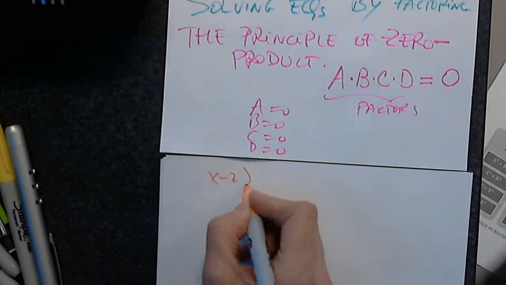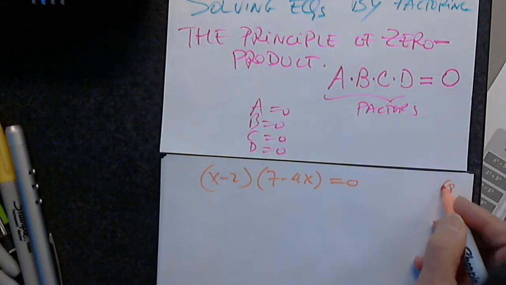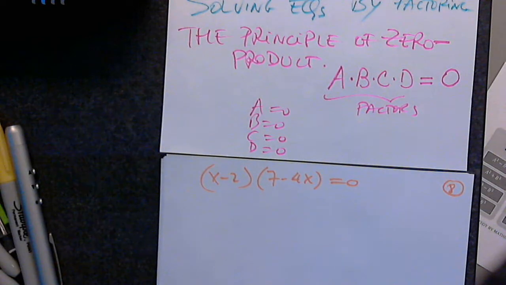x minus 2 multiplied by 7 minus 4x equals 0. This is an equation. The left-hand side are two factors. One factor is x minus 2. The other factor is 7 minus 4x. I have the equal symbol and 0. The zero product principle is applicable here. I have only two factors, set equal to 0. What can happen? What are the options?